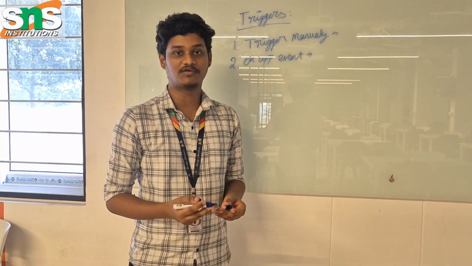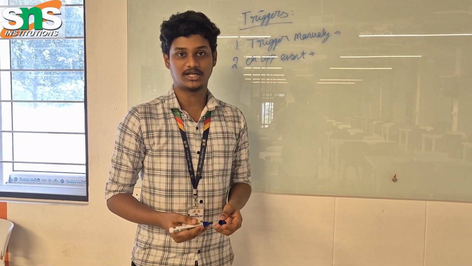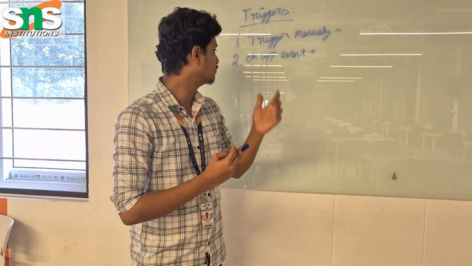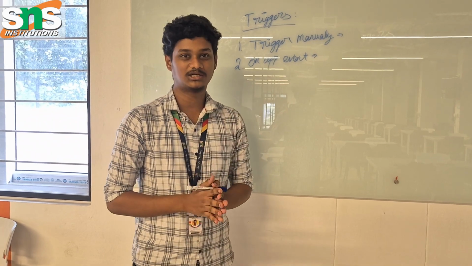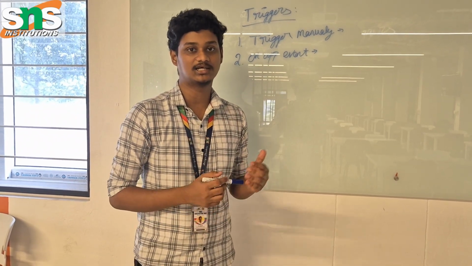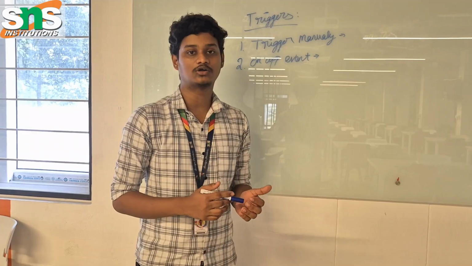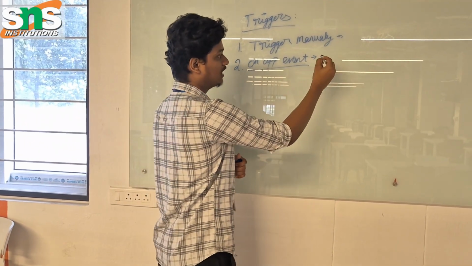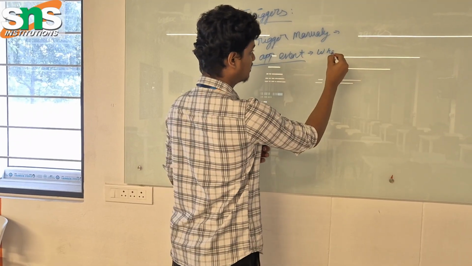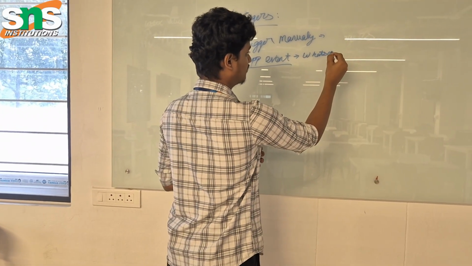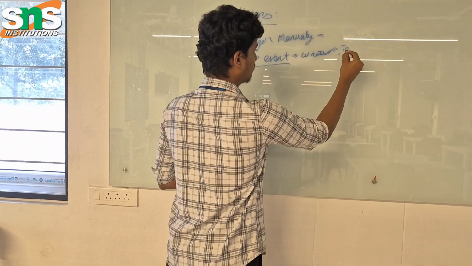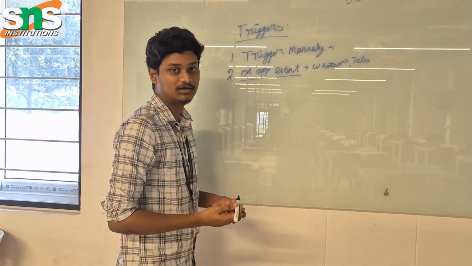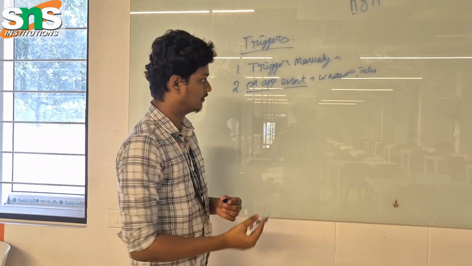For example, if I want to start my automation with the help of WhatsApp, you can use on app event. It's nothing but if any kind of action is done in the application, the automation automatically starts. So with the help of applications like WhatsApp, Telegram, you are able to start the automation. The third trigger we are going to see is on schedule.